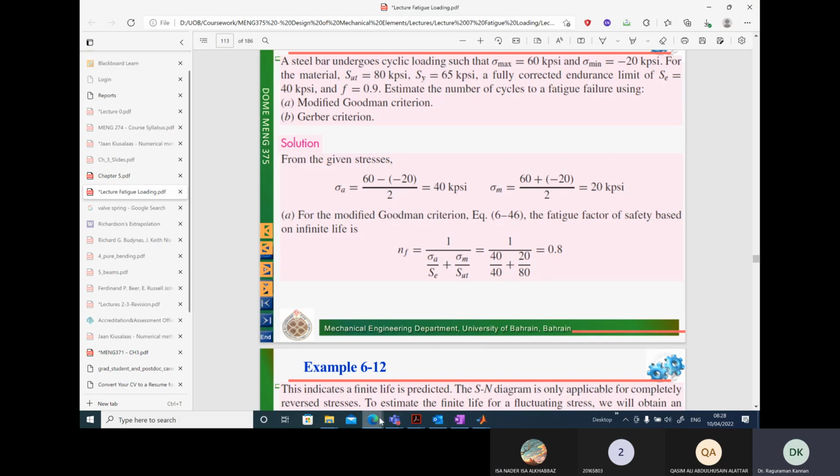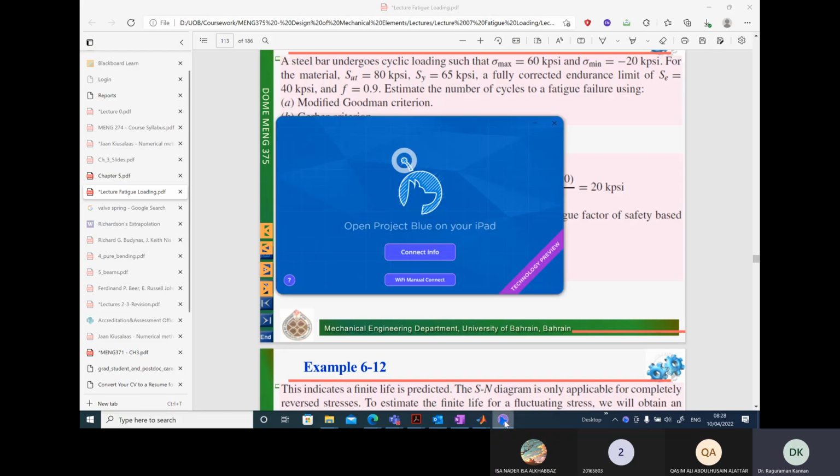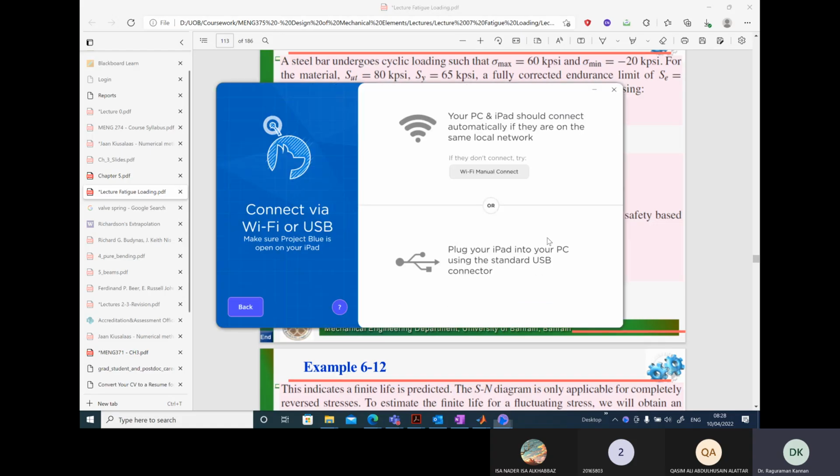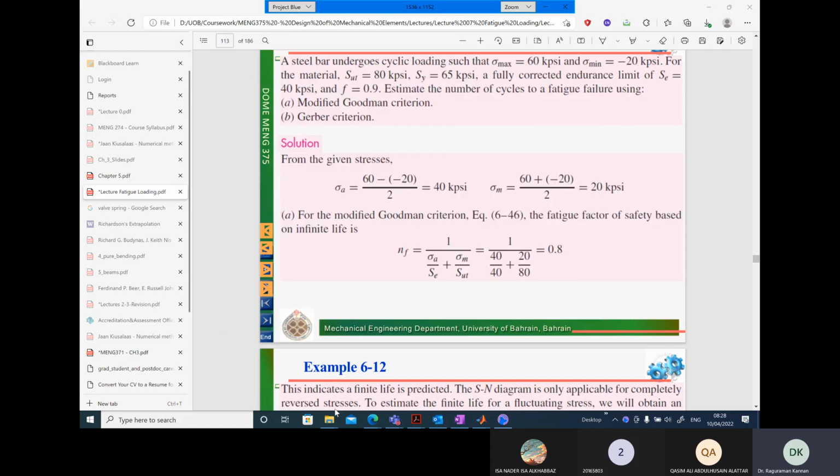So let's read through this problem. Before that, just give me one moment so that I can connect my iPad. Okay, so now connected. Let's read through the problem. A steel bar undergoes a cyclic loading such that the maximum stress is this much and the minimum stress is this much. You are directly given the maximum and minimum stresses.